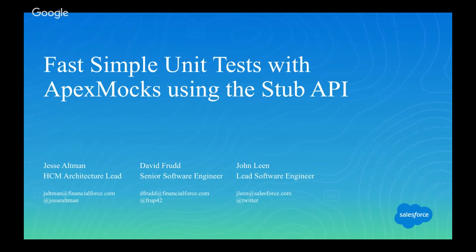So for anybody who might be listening online, I know everybody here knows me. My name is Jesse Altman. I work for a company called financialforce.com. We build a bunch of products on the AppExchange. I, in particular, am the HCM Architecture Lead, so I work on our human capital management product. I work with a Scrum team every day that's in England, but I also help work with other development teams that are working on the product in Spain and India, and also work with the management team in Canada. So I'm kind of all over the place.